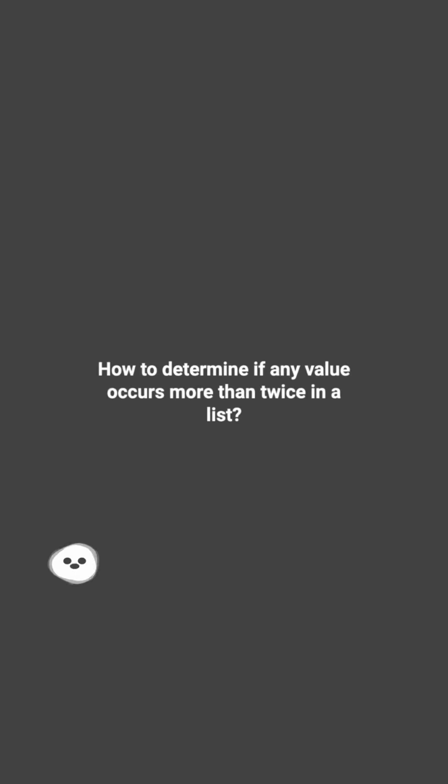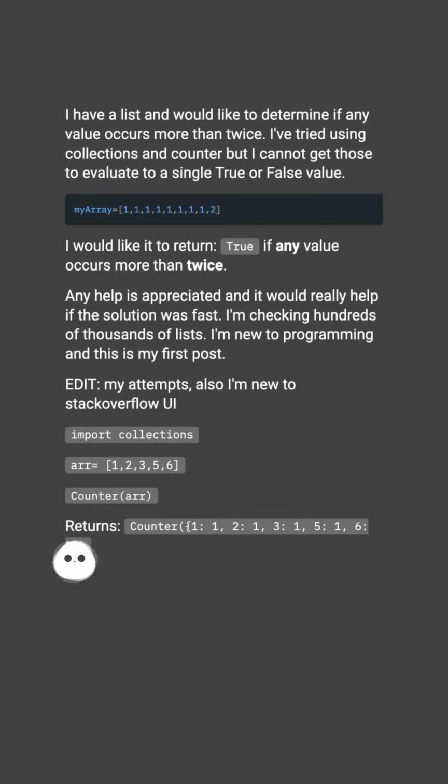How to determine if any value occurs more than twice in a list. I have a list and would like to determine if any value occurs more than twice. I've tried using collections and Counter, but I cannot get those to evaluate to a single true or false value. I would like it to return True if any value occurs more than twice.